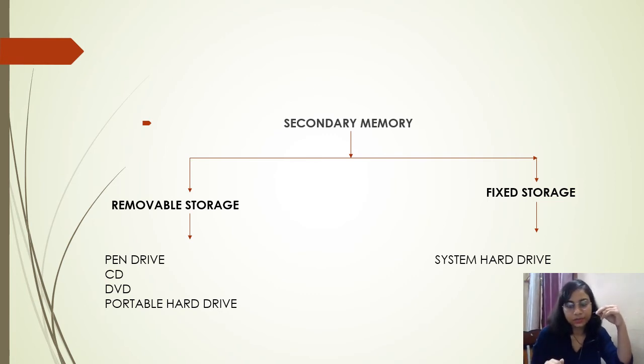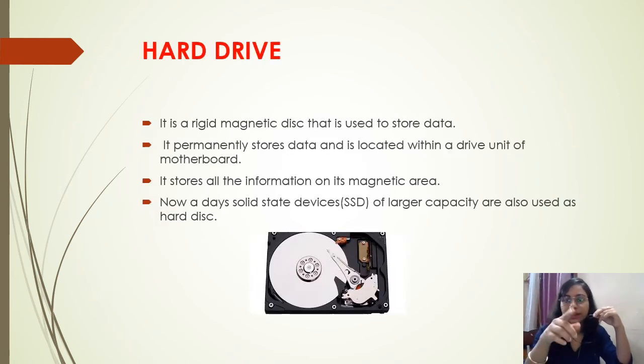Fixed storage, system hard drive. Our system has a permanent hard drive which we cannot easily take out. We will discuss it in detail, like the hard drive. It is present in our system. Yes, we can remove it for maintenance or repair, but we need a proper toolkit to remove this hard drive. So it is a rigid magnetic disk that is used to store data. So you can see in the picture, it is a magnetic disk and the information is stored in the magnetic area.